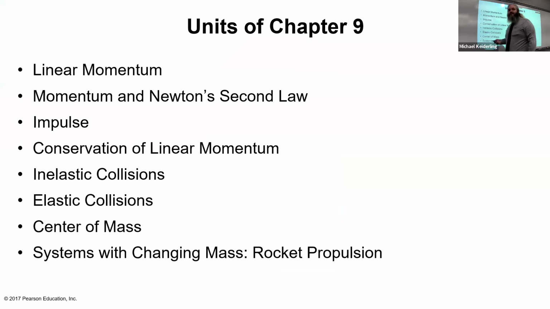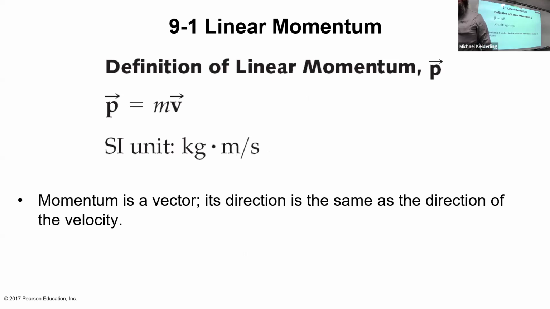So we'll talk about what linear momentum is. We'll explain how it's derived from Newton's second law and how it ties to Newton's second law. It comes out of Newton's second law and Newton's third law. So if you combine the two of them, you get momentum. Then there's impulse and conservation of linear momentum, and then inelastic collisions, elastic collisions, center of mass, and systems with changing mass, where we'll talk about rocket propulsion.